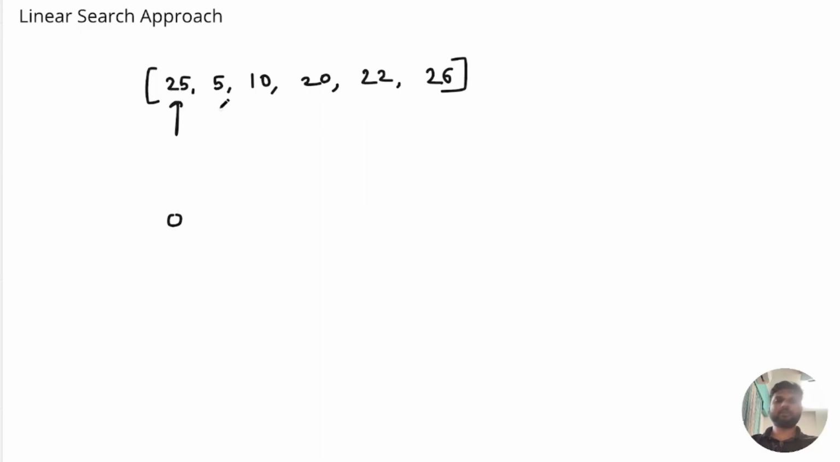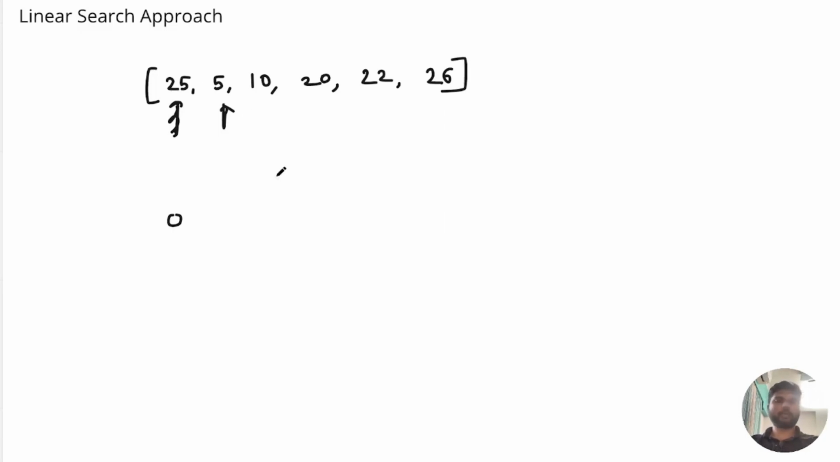Suppose 25 had not been the peak, we would have moved to the 5. Then we would have checked, is 5 greater than 25 and 5 greater than 10. This is not the case. We would have moved to the next element, and so on and so forth. So we would have compared each element with its neighbors, and we would have returned the index if the criteria had been matched.